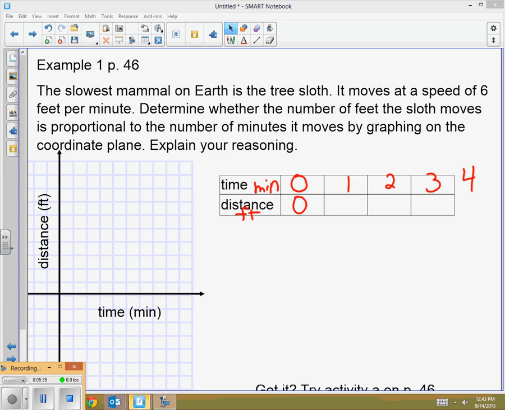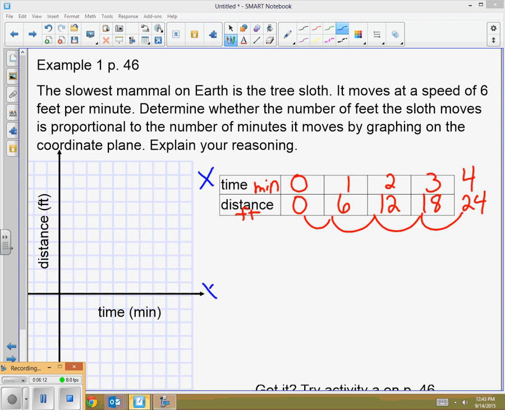In 1 minute, it can travel 6 feet. In 2 minutes, it can travel 12 feet. 3 minutes would be 18 feet, and 4 minutes would be 24 feet. You'll notice that it's increasing here by 6 every single time, so we're looking at multiples of 6. Now, we need to go to the graph and try graphing the ordered pairs. Now, to understand the ordered pairs, let's call time our x-axis. And I like to label the graph that you see with the x.